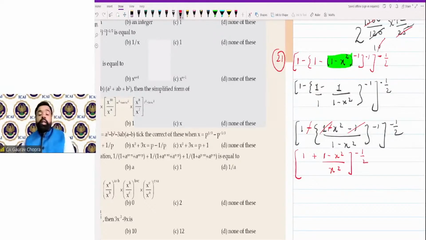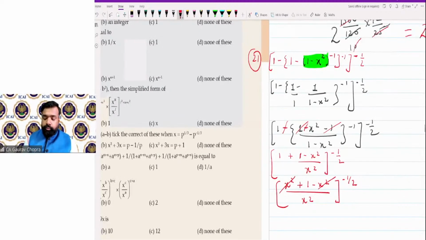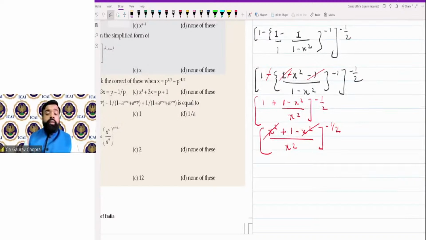Again taking the LCM. So what is the result? x square plus 1 minus x square upon x square whole to the power of minus half. So x square and x square getting cancelled. Now the power is minus half. Again do the reciprocal. So it will become x square to the power of half. 2 and 2 is cancelled. Final result is x.